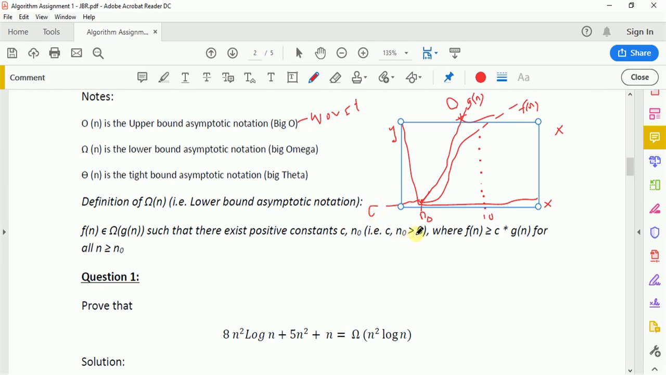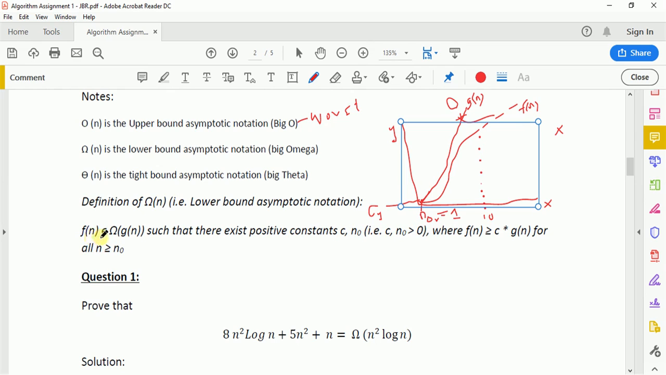c on the y-axis, n0 on the x-axis. Okay, so there exists this function, this polynomial is of the order big O of g of n, the simplified function from this, at the point c1, n0 equals, let's assume this is 1 also, n0 equals 1. So this forms this definition.